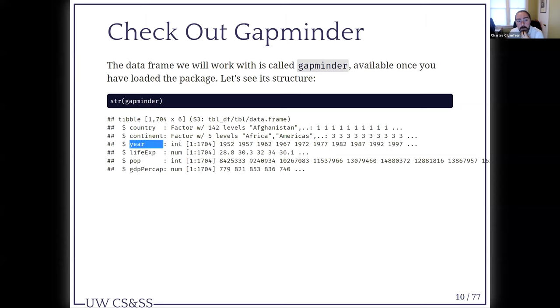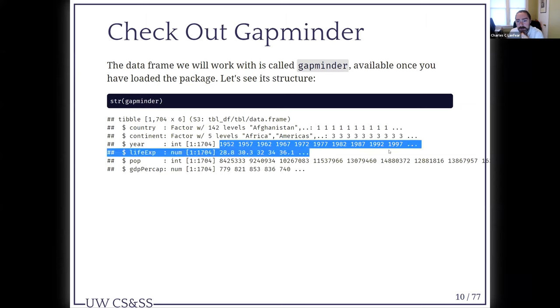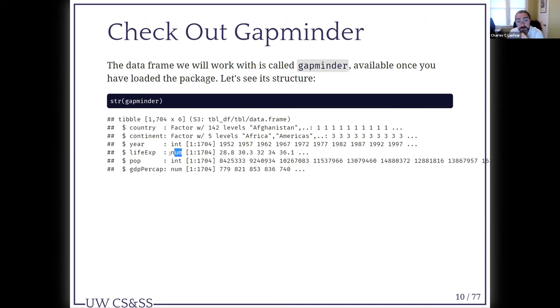There's a year column, which is an integer. It takes values like these. Life expectancy is numeric. It's continuous. It takes values like these. Population is an integer, a count of people, with values like these. And GDP per capita is a numeric or continuous variable with values like these. Okay, so this is a data set that we'd call a type of panel data or hierarchical data. It is observations of individual years within individual countries within individual continents. It's a multi-level data set.